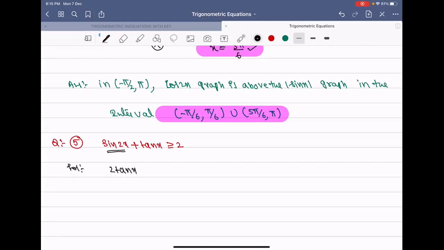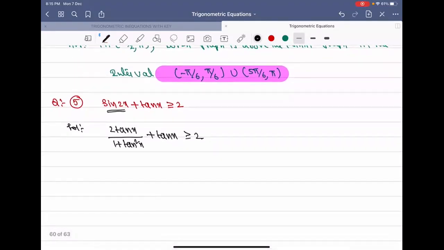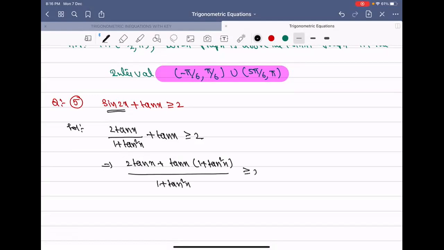2 tan x over 1 plus tan square x, plus tan x. Clear this one? Yes. Now this implies (2 tan x plus tan x into (1 plus tan square x)) over (1 plus tan square x) is greater than or equal to 2. Till here it's okay? LCM.